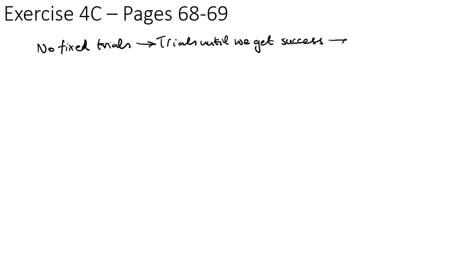You should now be able to do exercise 4C on pages 68 to 69. So remember, if you see questions like until he finds something is done, so if there are no fixed trials, we basically do something until we get success. So trials until we get, or in the question they get, success. We know that's going to be a geometric distribution.